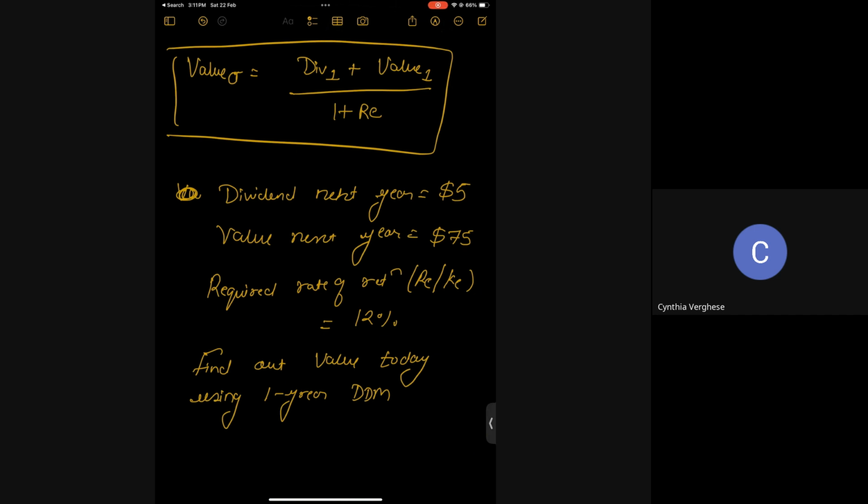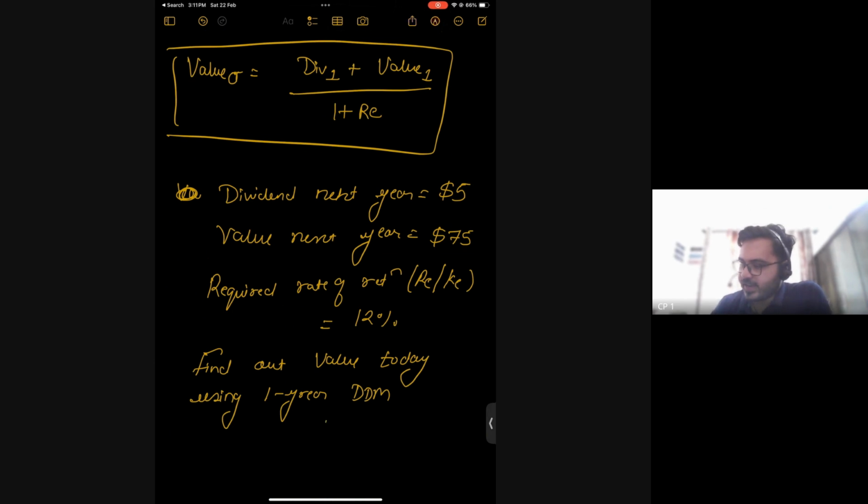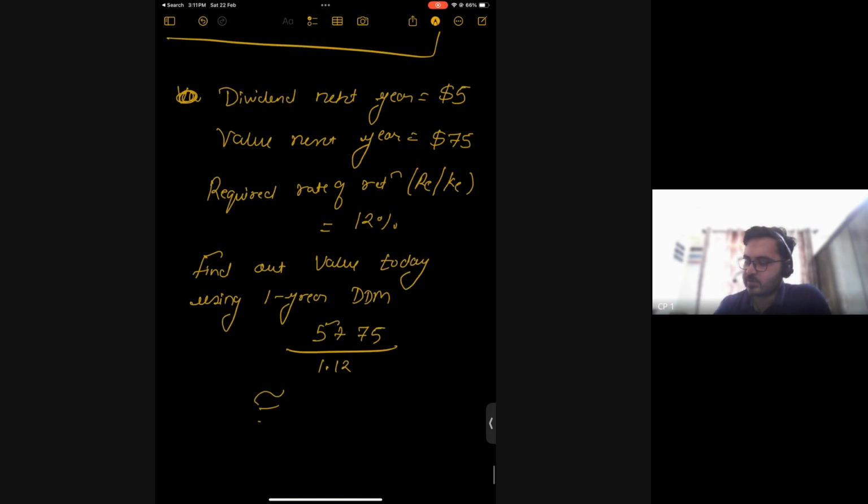Is it 71.4? Let's see. So it will be equal to dividend one, which is 5, plus 75, divided by 1.12. So it is 80. 80 divided by 1.12, which is 71.43 or 71.42. So the value is 71.43 per share.